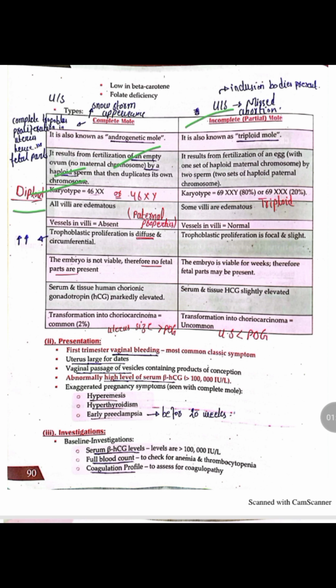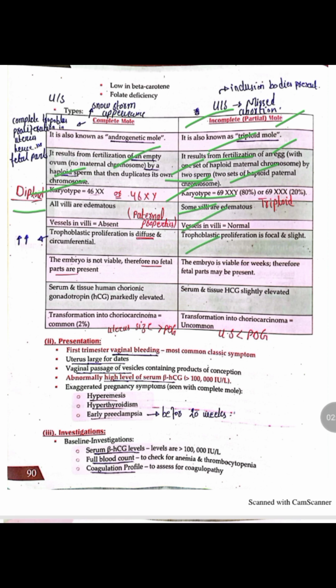The second one is the incomplete mole, which is also known as partial mole or triploid mole. It results from fertilization of an ovum with a haploid set of chromosomes by two sperms, which have two sets of haploid paternal chromosomes. So when an egg having haploid chromosomes is fertilized by two sperms, it results in a triploid karyotype, meaning that they have 69 chromosomes. In such cases, some villi are edematous and vessels are present in these villi.